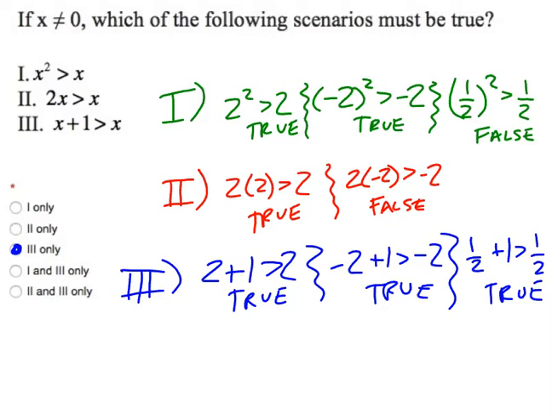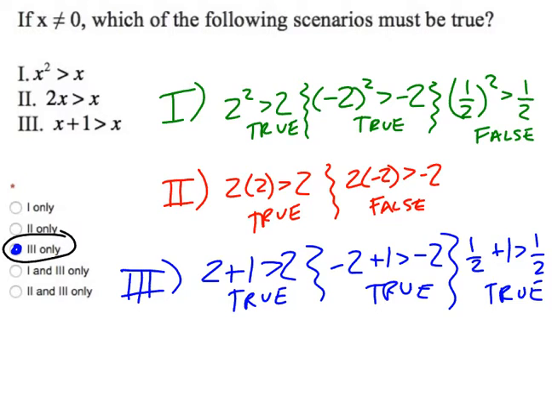so 1 has failed. Number 2, I try a positive number, it is true. 4 is greater than 2 in my case. Then I get false when I get to the negatives. 2 times negative 2 is negative 4, which is not greater than negative 2, so that's false. So I know now that my answer must be 3 only.